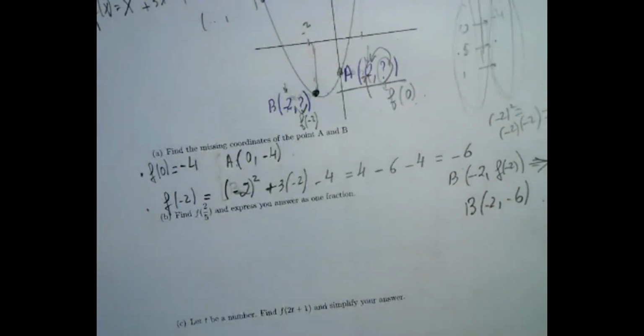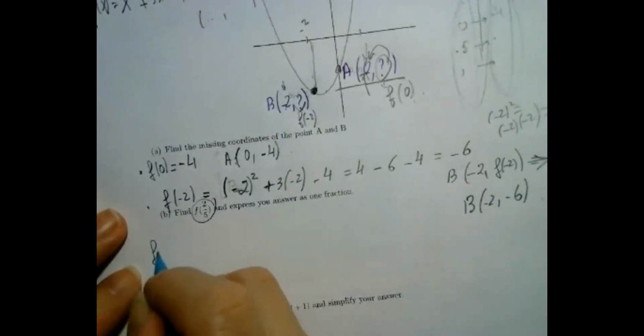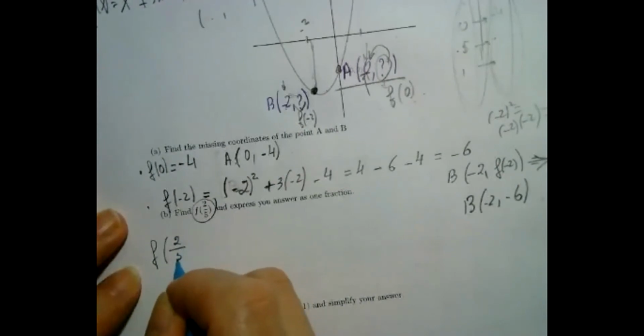Okay, now B, C, and D. F of 2/5. F of 2/5. Now it's just practicing. What's F of 2/5? Okay, what am I supposed to do? Matthew? If I want to compute F of 2/5, so 2/5 should be somewhere in here. What's F of 2/5? What would you do?